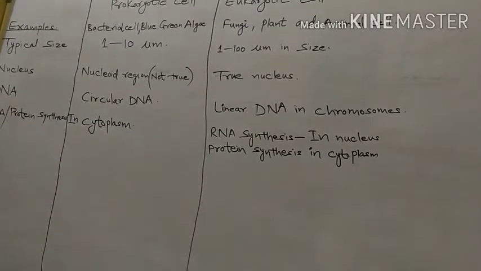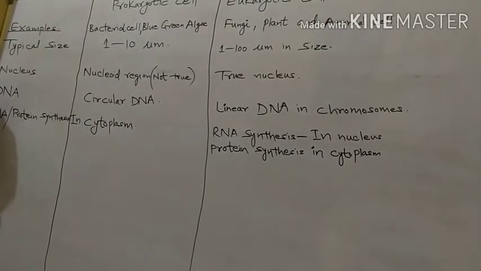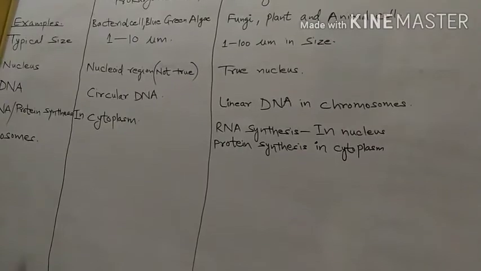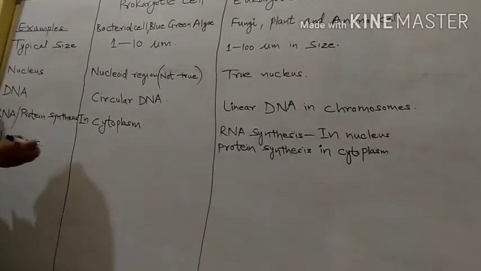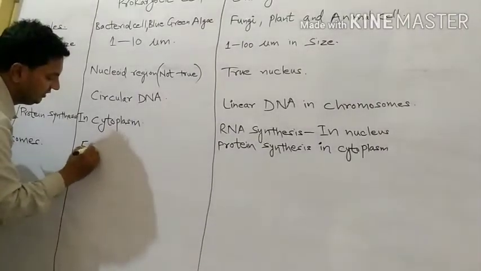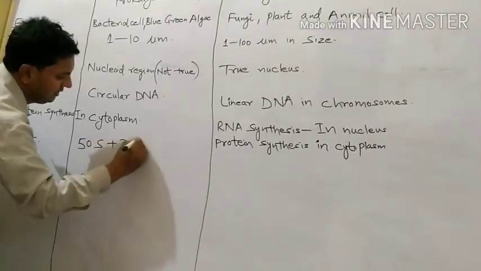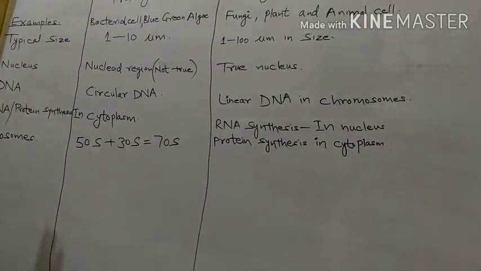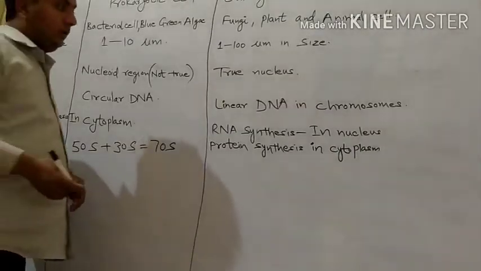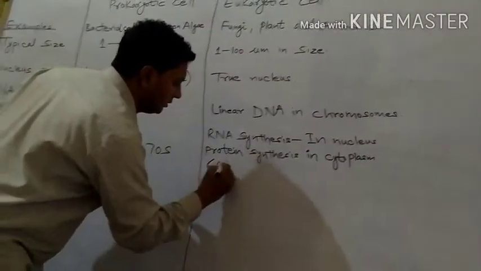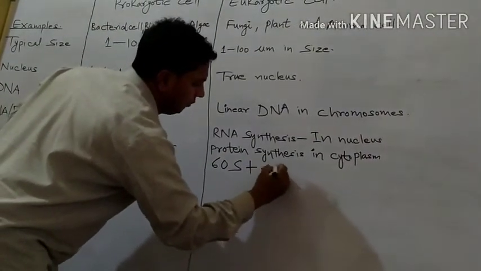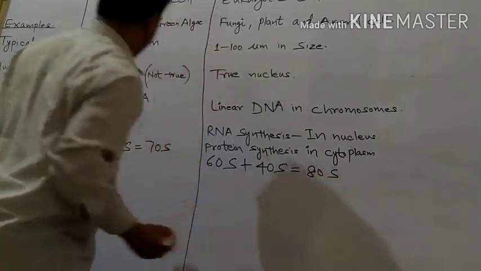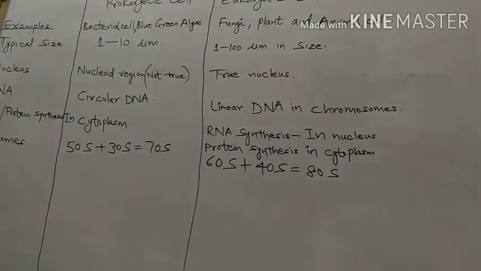Then we will talk about ribosomes. See, in the prokaryotic cell, 70S type ribosome is present. And how is it? 50S plus 30S equals 70S. 70S type ribosome is present in the prokaryotic cell, and in the eukaryotic cell it is 60S plus 40S equals 80S. This is about ribosomes.